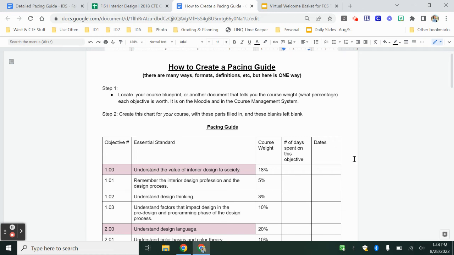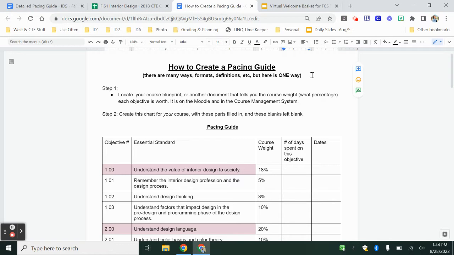Hi everyone. This video will show you how to create a pacing guide, which is basically how to break down your curriculum into when you should be teaching what so that you can stay on track. Just note that there's many ways, formats, definitions for what a pacing guide is. So you can do it how you want to do it, but here's one way.